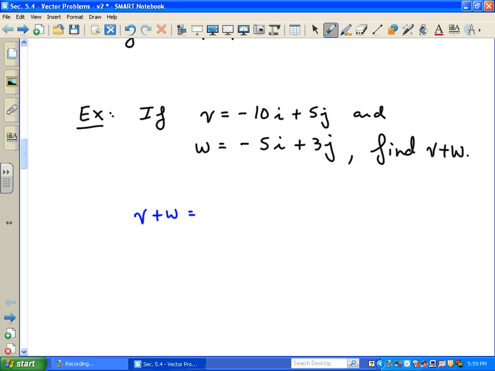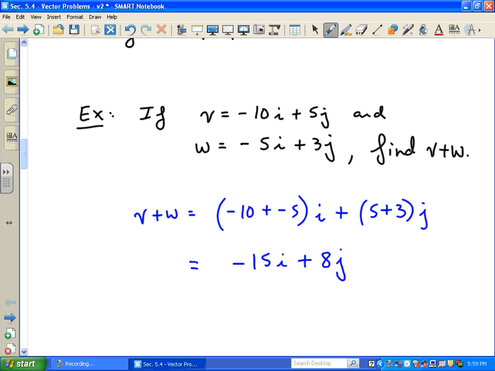On here, what we'll do is add the values that are in front of i first. So we'd have negative 10 plus negative 5. That would be the component in front of i. And then plus, add the components in front of j. That would be 5 plus 3j. And so in this case, we'd end up with negative 15i plus 8j. That would be the resultant of v and w.